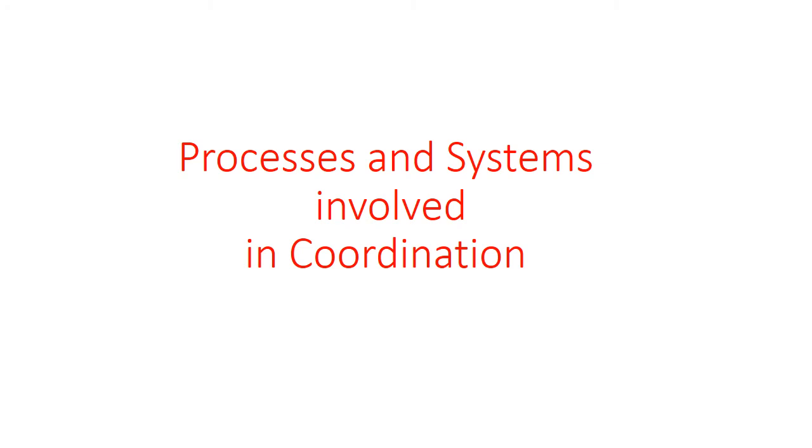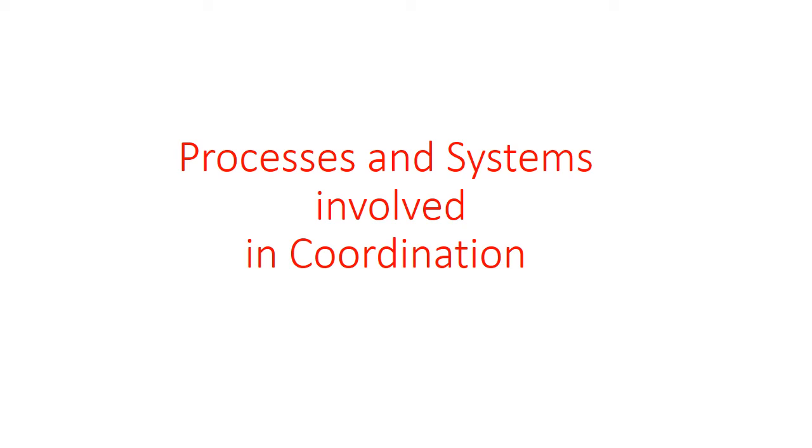In this lesson, we are going to look at the processes which are involved in coordination in our body. You know that coordination is a very important process happening in our body. This coordination is mainly done by two systems in our body, the nervous system and the endocrine system. These two systems are different, but they integrate together in order to coordinate our body.